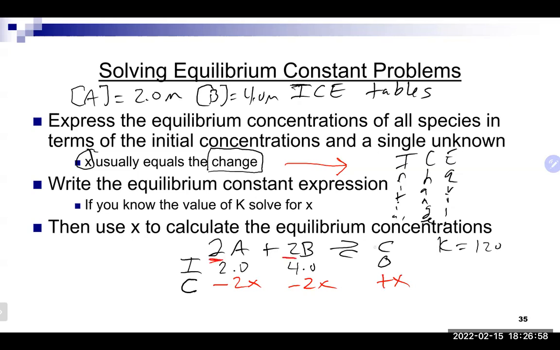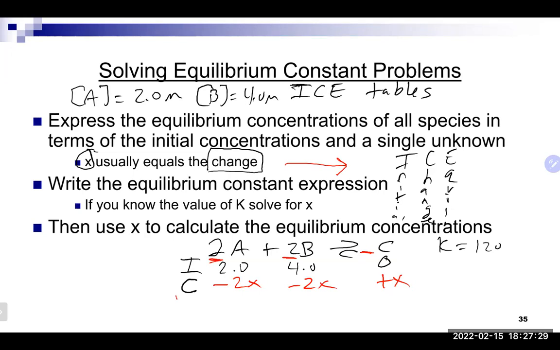It is the coefficients. It is super important when you do the change part in the ICE table that you take the coefficients into account. And the reason for that is that's really the stoichiometry. That's the mole-to-mole relationship. You are doing the mole-to-mole relationship when you take the coefficients into account. And if you remember when we did it for limiting reagents, that basically took care of doing the mole-to-mole relationship for you. Any questions on that so far?